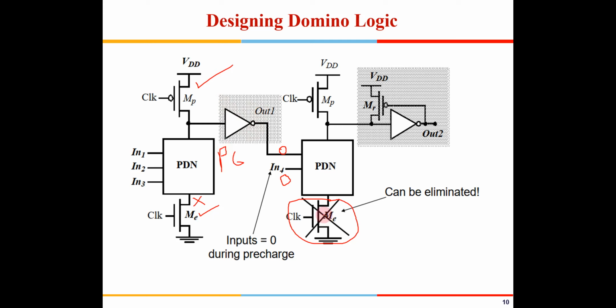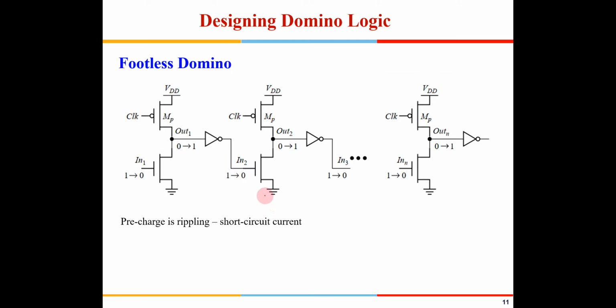Okay. Here, this can be eliminated, right? So now we'll see that. If you eliminate it, it will be known as a footless domino. The foot has been eliminated here. So if you see here, it is only pre-charging the nodes out here, and the inputs are just pulling it down. But there is an issue here. Now if you see, the pre-charge is rippling, and there will be a short circuit current. So let's see what this issue is.